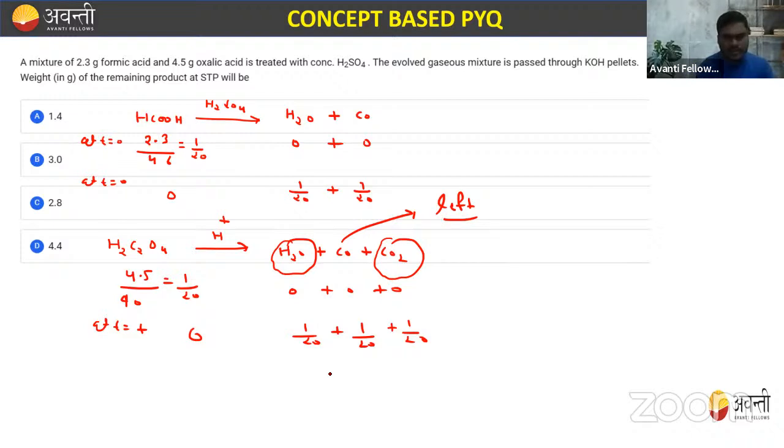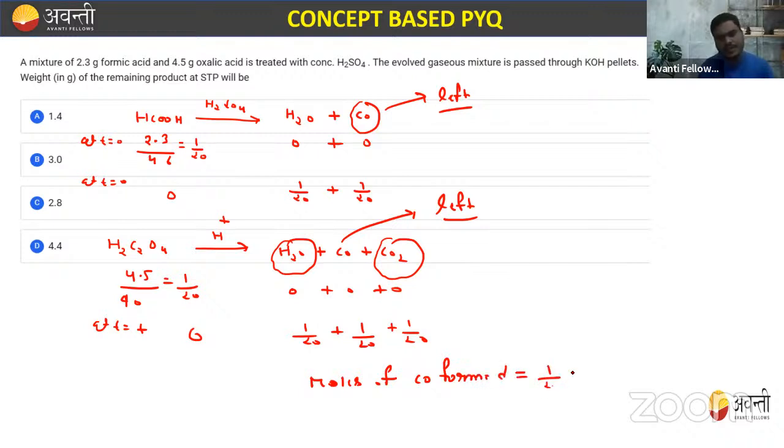So how many moles of CO are formed? One is left here and one is left here, okay? So from here and here, 2 moles of CO are left. So moles of CO formed is 1 by 20 plus 1 by 20, which is equal to 1 by 10, right? So what is the mass? Mass of CO is equal to moles, that is 1 by 10, into molecular mass, that is 28. Solving, we get 2.8 gram, right? So the correct option is C.